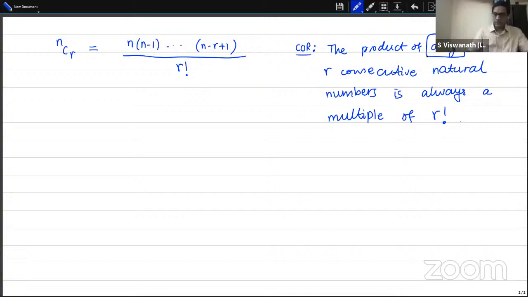So for example, let me give you R consecutive numbers. Suppose we pick some natural number A and start with A into A plus 1 into A plus 2. So I'll take R consecutive numbers: A plus 1, A plus 2, up to A plus R. That's a sequence of R consecutive numbers, right? So why is this divisible by R factorial?